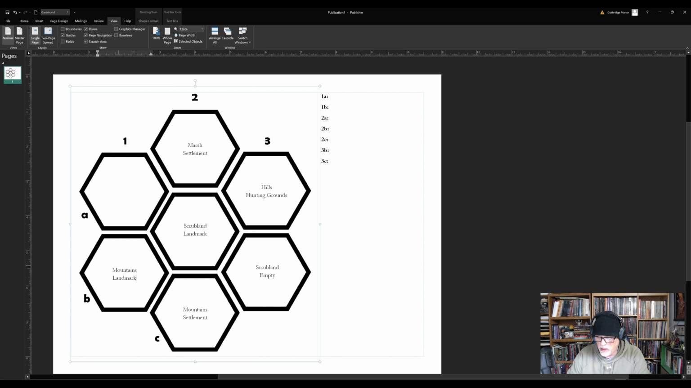So, oh, we got a lake here. Nice. Oh, we don't want landmark lake. We want a lake up here. Okay, and it rolled a 2. So this is also empty.